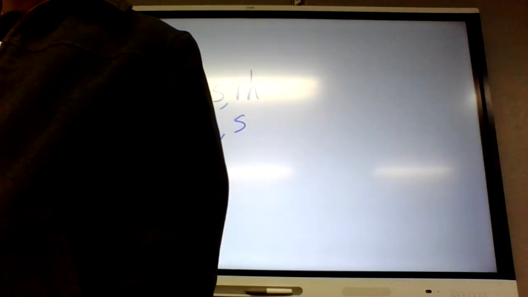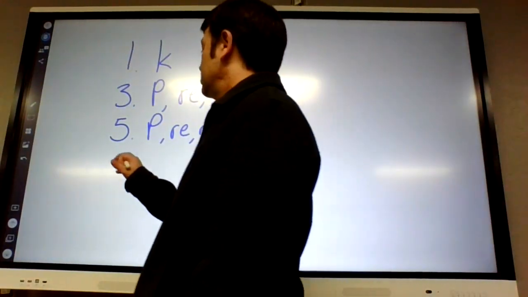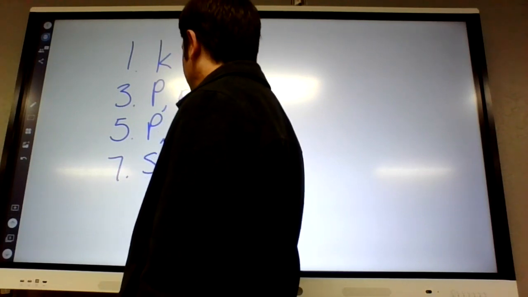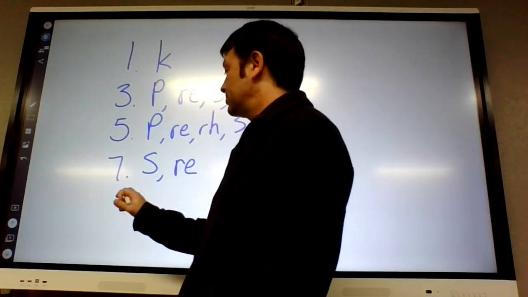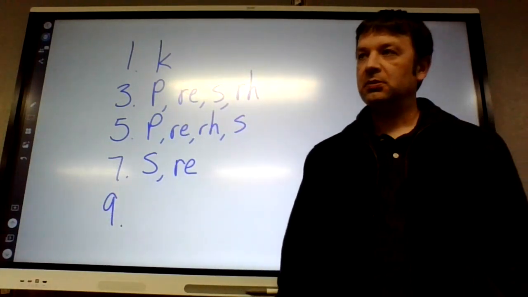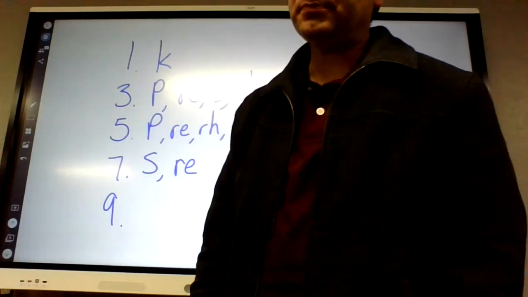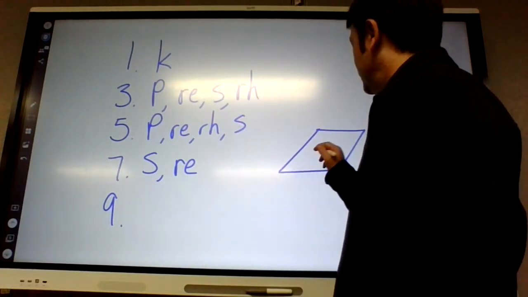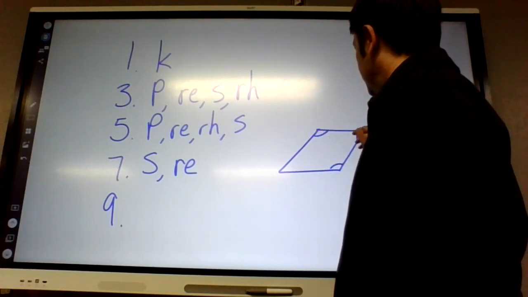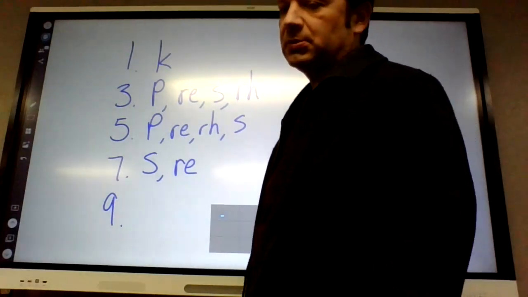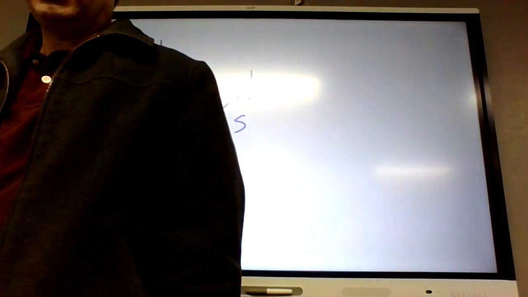Number 7, all angles are congruent in a what? Square, rectangle. That's like the definition of rectangle, kind of. Rhombus has different angles, like these 2 are different than these 2. And just like all parallelograms.